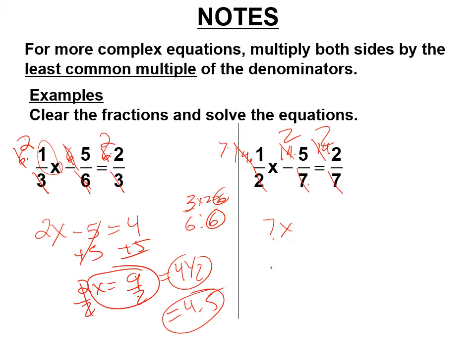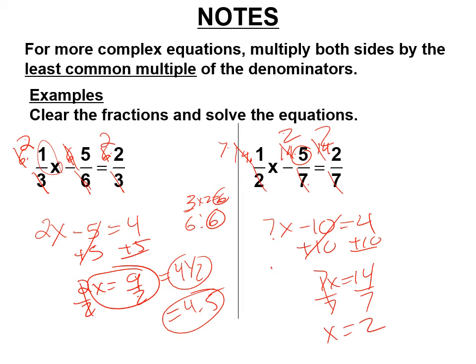Now we have 2 times 5 here, minus 10, right? There was a 5 here, there's only a 2 there now. And we have 2 times 2 over here, which equals 4. 7x minus 10 has the same answer, equals 4. Add 10 to both sides. 7x equals 14. Divide by 7. X equals 2.